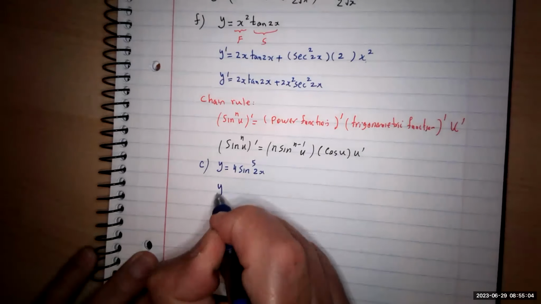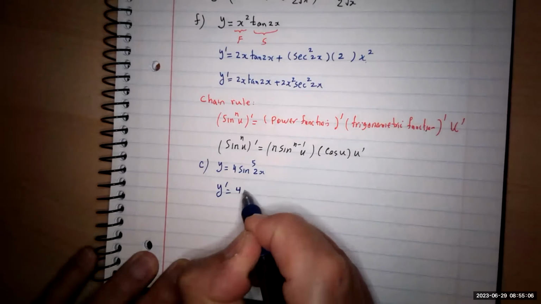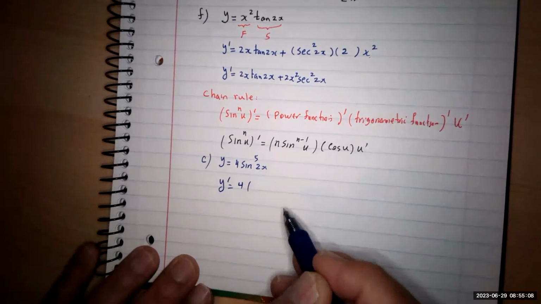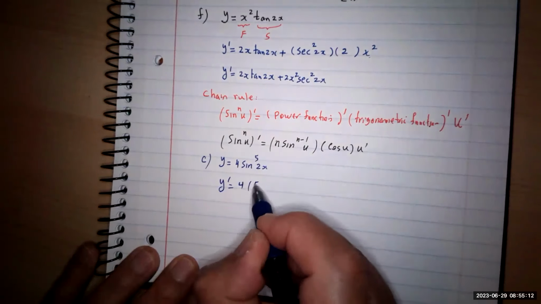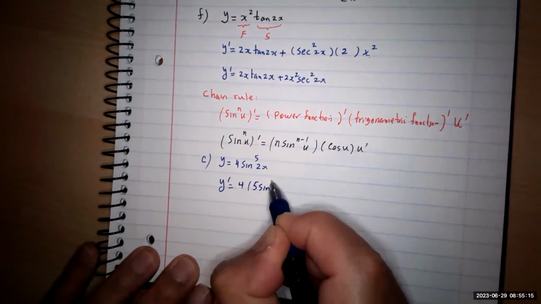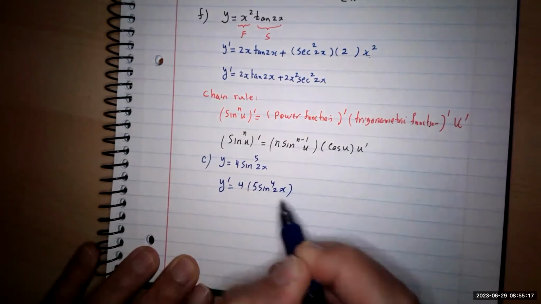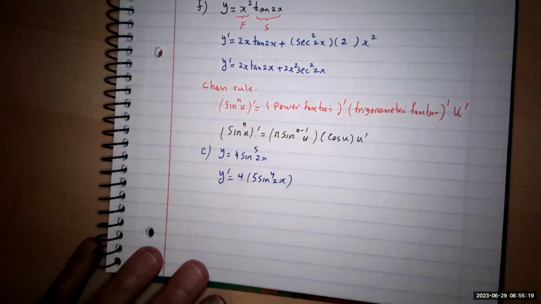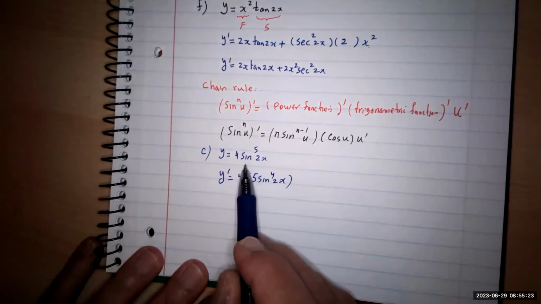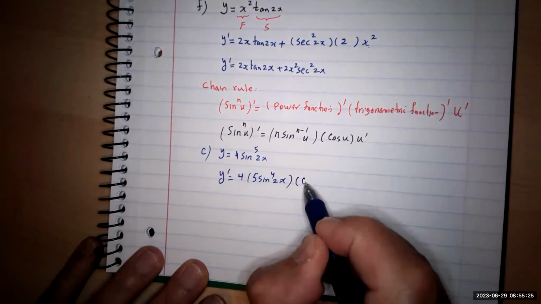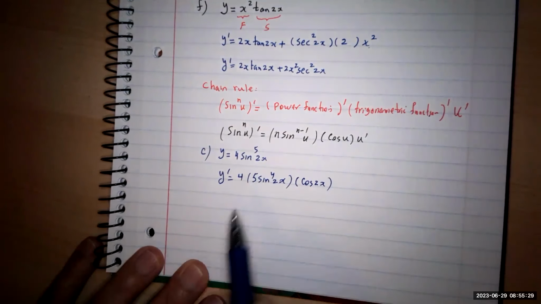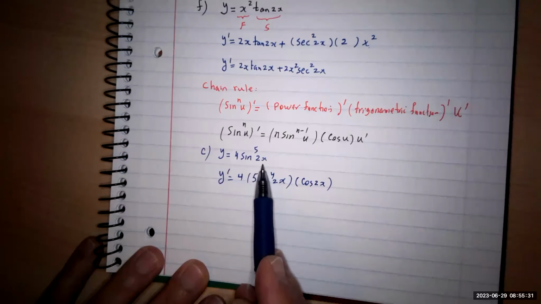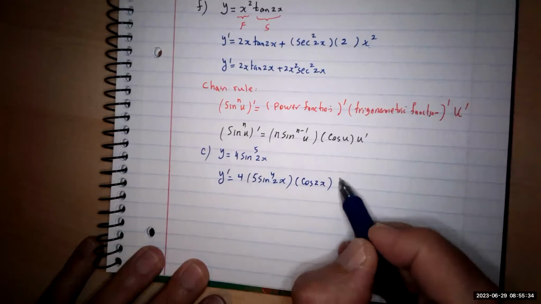So y prime, 4 is a number. Put it inside parentheses so you know what's going on. The first one, power. You just bring the power down, that's it. 5 sine to the 4th of the 2x. You are not going to take any other action. That's power. Derivative of the trig function sine is cosine. But remember, cosine of the 2x. That's it. u prime. u is 2x, so u prime would be 2. That's it.